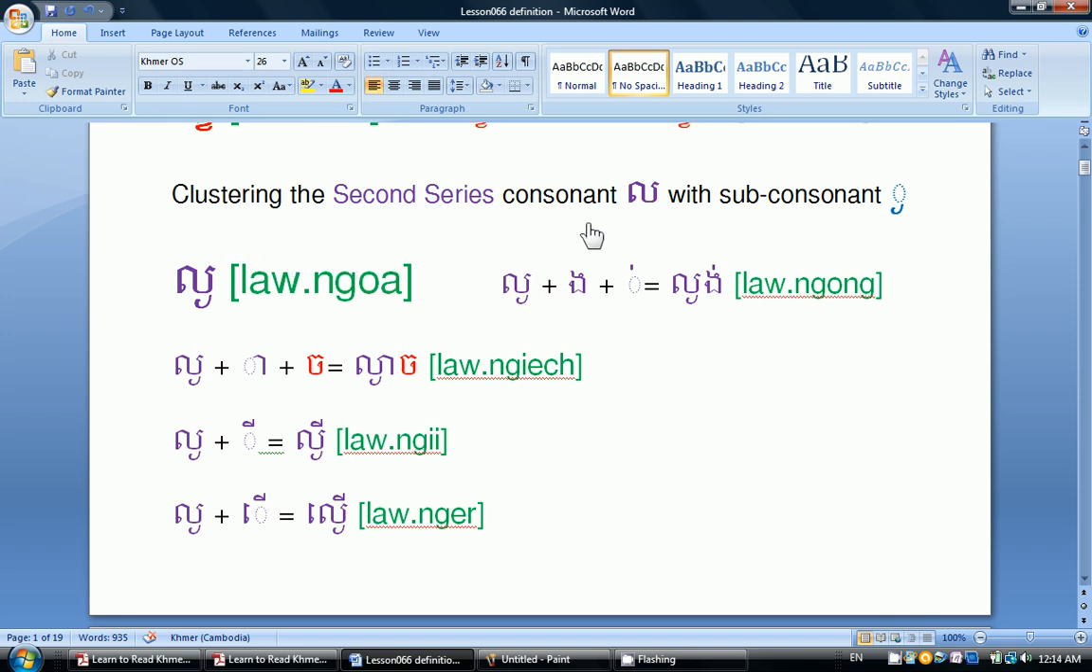Clustering the second series consonant law with subconsonant ngor. Subconsonant ngor is a second series subconsonant, so its clusters also follow the second series consonant. Okay, so now let's read these words.